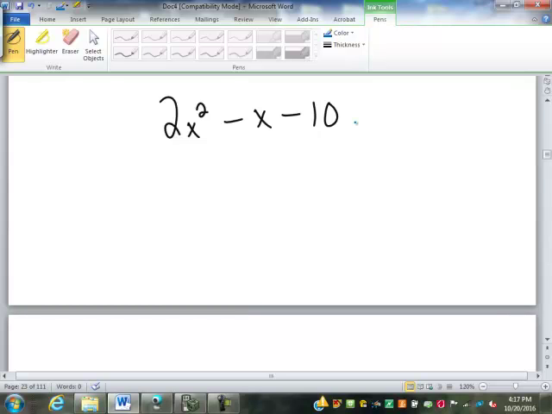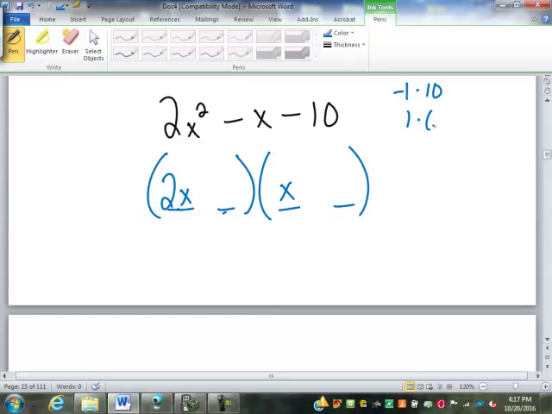Common factors? No. So we're going to do FOIL in reverse. What do my first digits have to be? X and 2x or 2x and x, either way. My last two digits have to multiply to make negative 10. So it's either negative 1 times 10, 1 times negative 10, negative 2 times 5, or 2 times a negative 5.